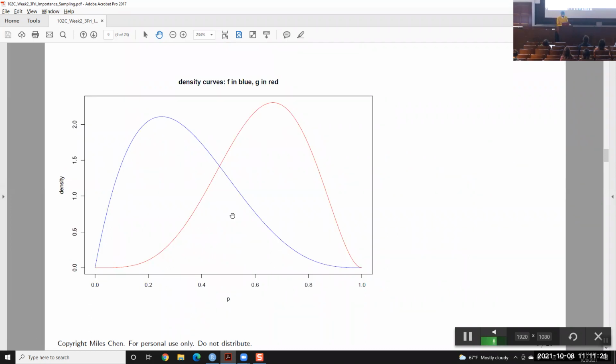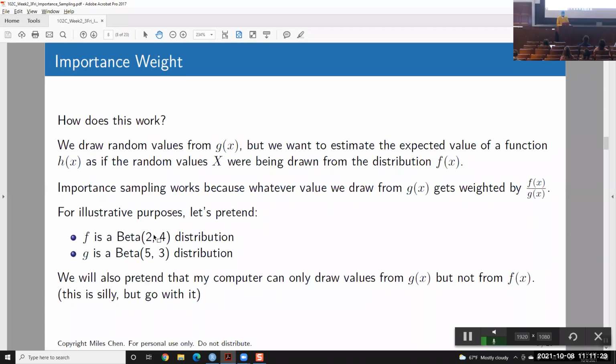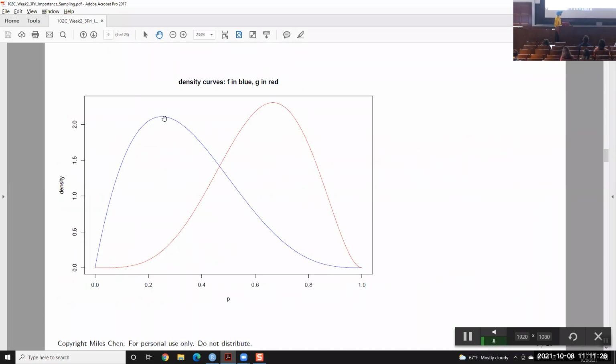So this is the distribution we want. Shape parameters 2, 4 would have a peak somewhere around here. Its mean is something like 0.33. This is the distribution we want. We want the distribution in blue. What we got was the distribution in red. Can I still estimate values? And the answer is yeah, we can. We just have to basically do adjustments based on these values.